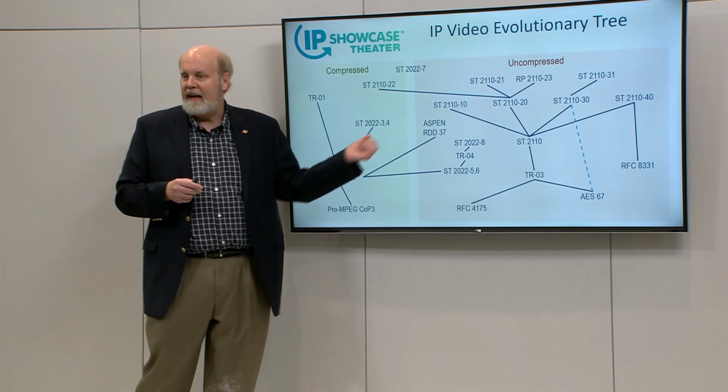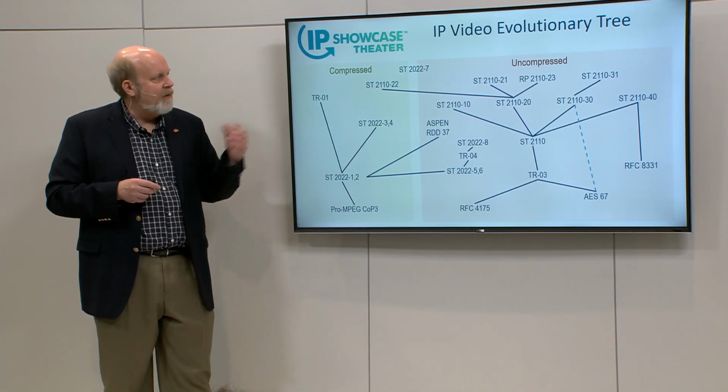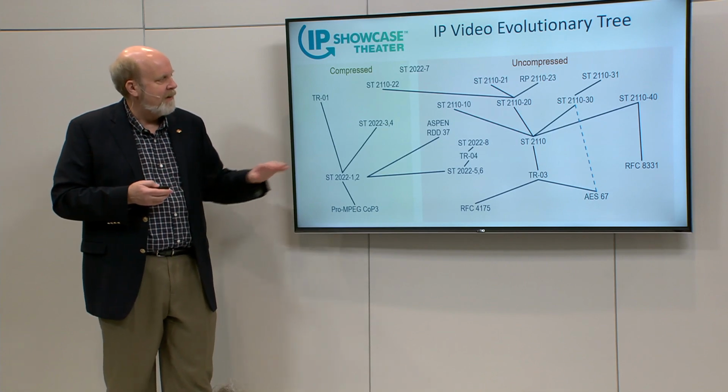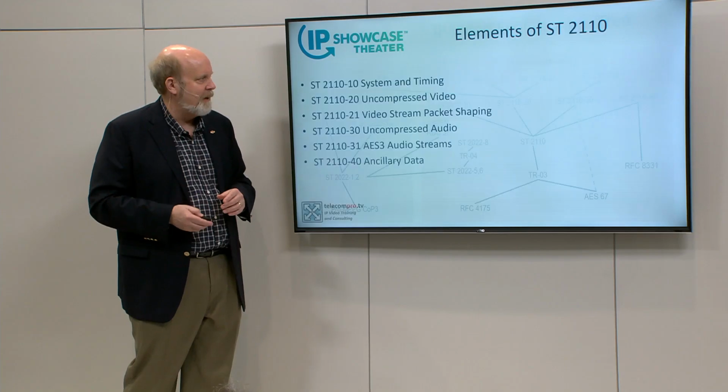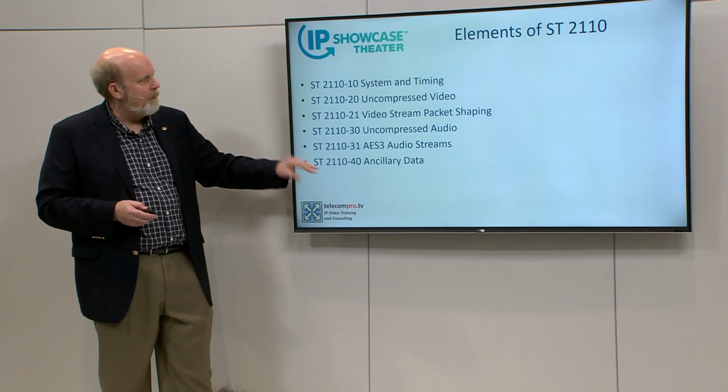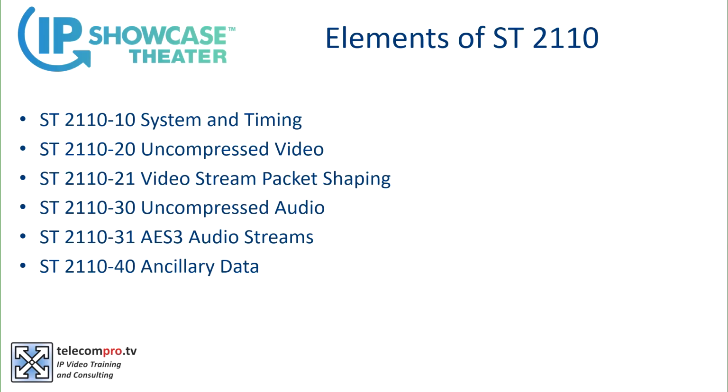So as you can see, there's a lot going on here. We're going to talk about all the different parts here that start with 2110, and for 2022, there's lots of good reference material out there. So here are the published elements and their formal names for each one of 2110. So system and timing, uncompressed video, video stream packet shaping, uncompressed audio, the AES audio streams, and then the ancillary data. So if you go to the SMPTE website, you can get those today. They're not free, but you can get them.